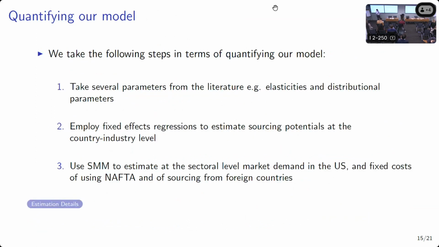The quantification is as follows. We basically take some parameters from the literature. Second, we estimate sourcing potentials. That is, how attractive it is for me in the automotive sector to be able to source intermediates from China. To do this, we basically take data on observed input shares at the firm level, and we regress it against industry country fixed effects. Okay? And third, we use simulated method of moments to independently estimate at the sectoral level US market demand, the fixed cost of sourcing from foreign countries, and the fixed cost of using NAFTA to export. Okay?